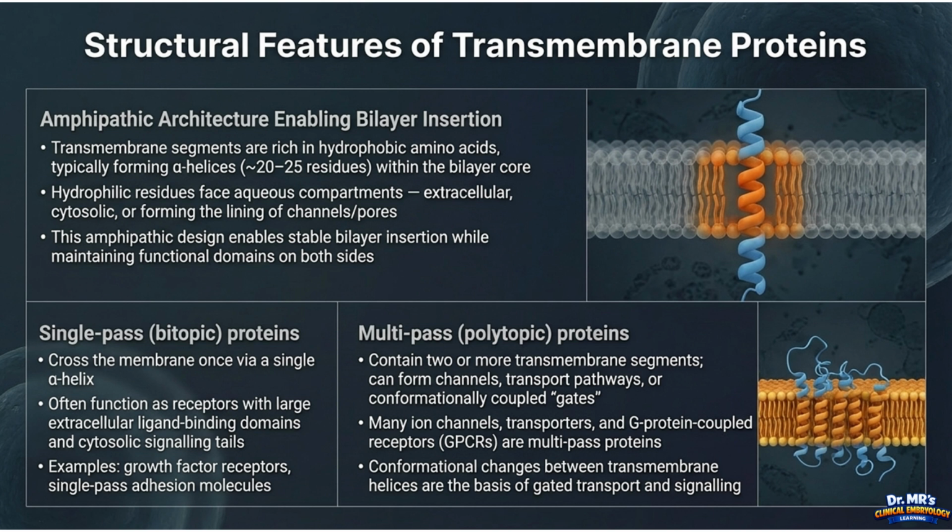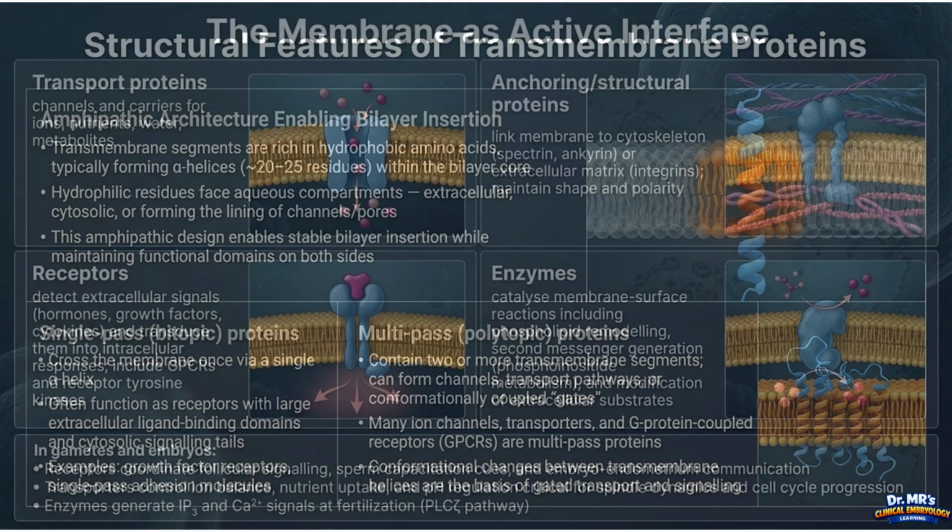This is how gated channels open and close, how transporters change conformation to move solutes, and how G-protein-coupled receptors, which contain 7 transmembrane helices, transduce signals across the membrane. 7 transmembrane helix receptors, of which there are hundreds in the human genome, are among the most pharmacologically important proteins in medicine, and several of them are critically relevant to reproductive physiology, as we will encounter when we discuss follicle-stimulating hormone and luteinizing hormone receptors.